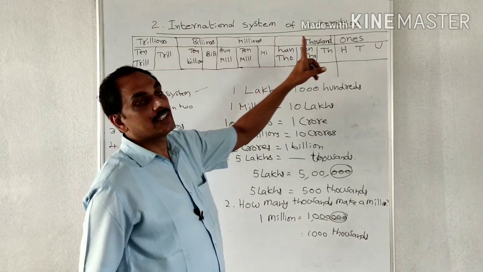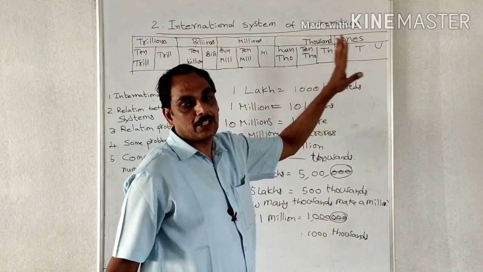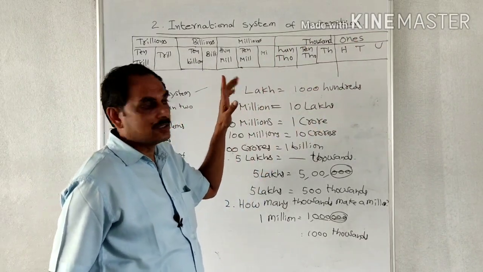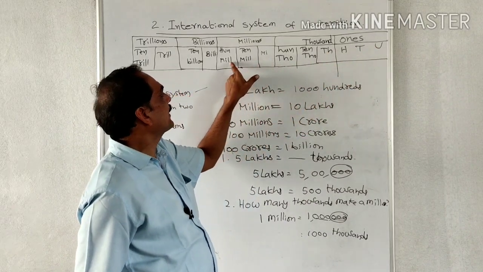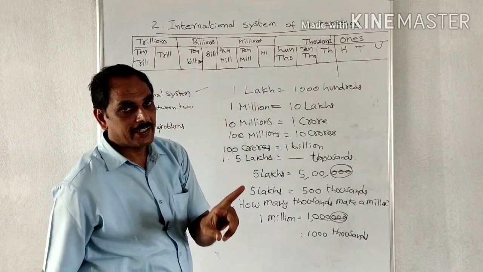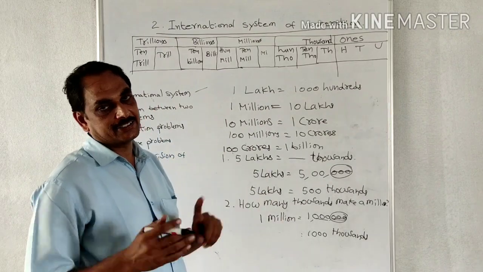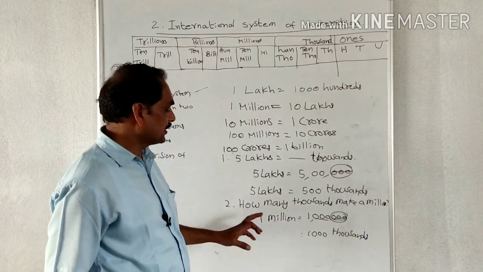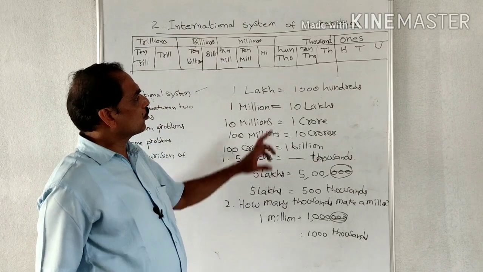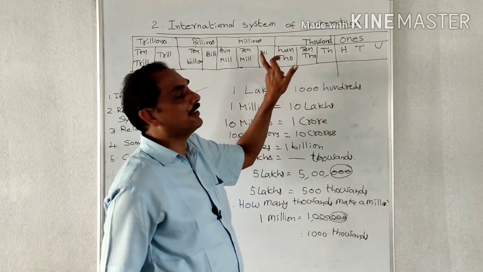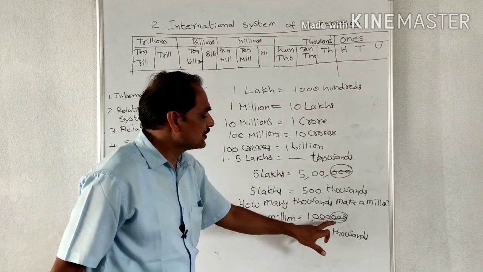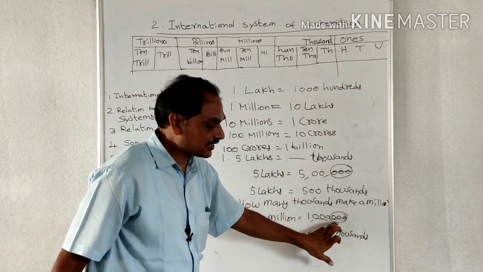Then we count from right to left up to the billions period. So 1, 2, 3, 4, 5, 6, 7, 8, 9, 10. So 1 billion contains 10 digits. So here the problem is 1 million equal to dash. 1 million means 1, 2, 3, 4, 5, 6, 7. 1 million has 7 digits and 6 zeros.